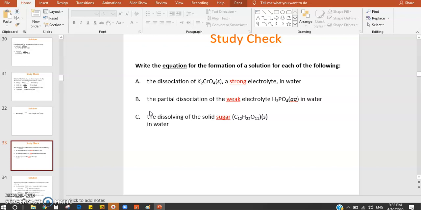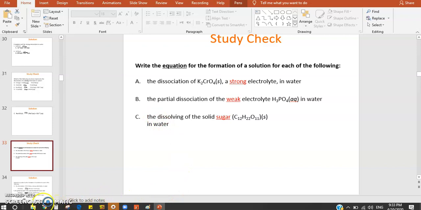Sorry. Another study check. Write the equation for the formation of a solution for each of the following. To write a dissociation equation, we need to observe the molecules that we have, and then we think about it. Is it strong, weak, or not dissolvable at all in water? So again, to refresh your memory, if the molecule dissociates 100% in water to its major ions, then we have a strong electrolyte. If the molecule dissociates partially, then we have a weak electrolyte. And if it doesn't dissociate at all, then it is a non-electrolyte.